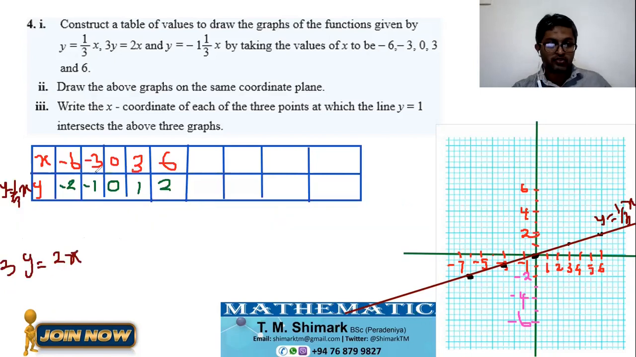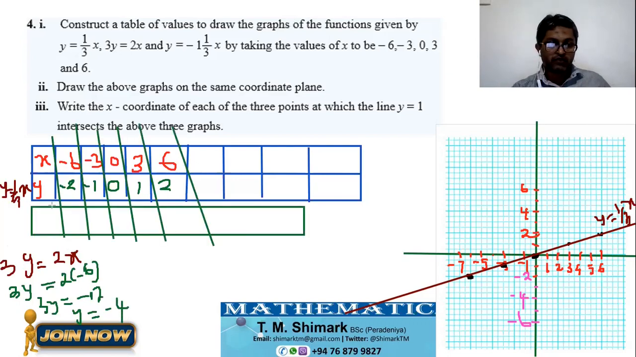Next one, so now x is minus 6 means y is going to be what? We have to check. Now I'm going to put x is minus 6, so it's going to be 2 into minus 6. 2 into minus 6 is minus 12, right? 3y is minus 12. Y is going to be minus 12 divided by 3, which is minus 4. So 3y equals 2x, where when x equals minus 6, y equals minus 4, right?